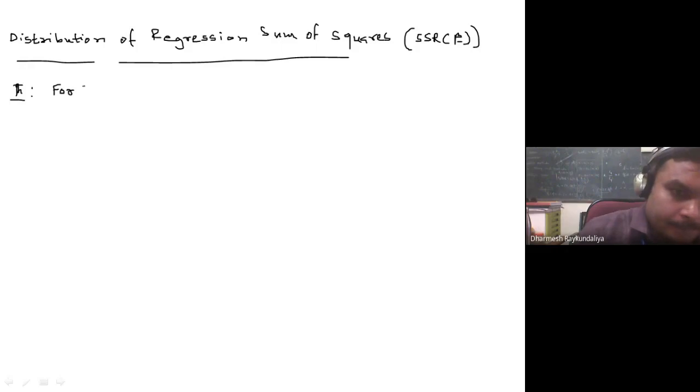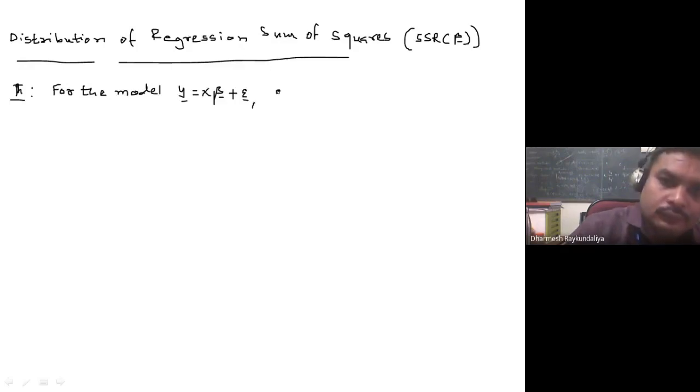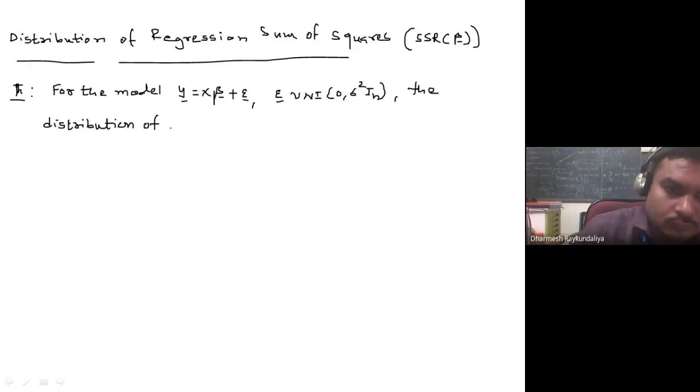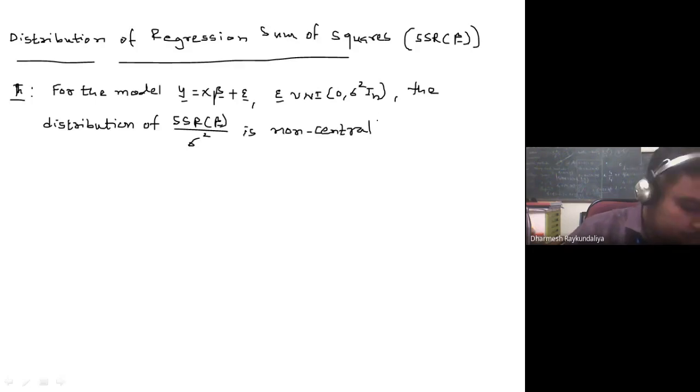For the model y is equal to xβ plus ε, where ε follows a normal distribution, independent, with mean 0 and variance σ² I, the distribution of SSR(β), the sum of squares due to regression, divided by σ² is non-central chi-square with r degrees of freedom.